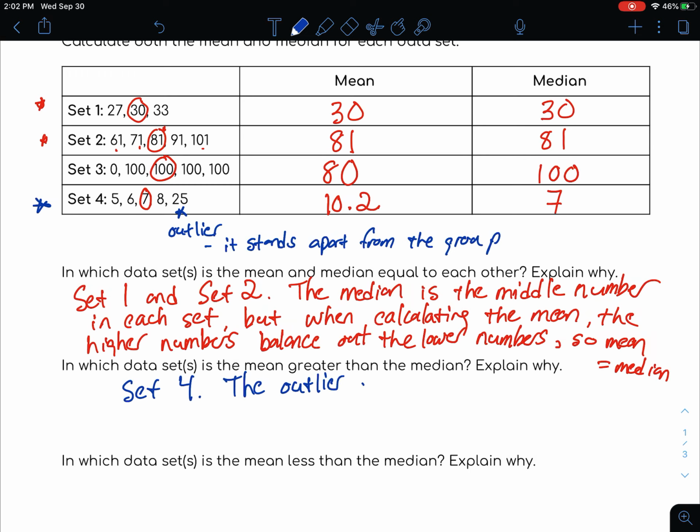So the outlier of 25 skews, we're going to use that term skew. Remember, skew kind of means it pulls it or tails off to that side. So it skews the mean higher.